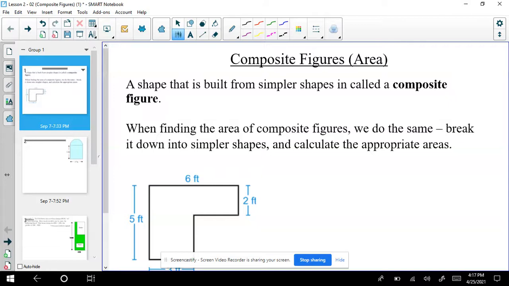Okay, welcome to lesson 2 on composite figures. If you have not listened to lesson 1, please go back and do so. If you have, that's perfect because you've already learned how to find the areas. So now we're going to look at areas of a composite figure.